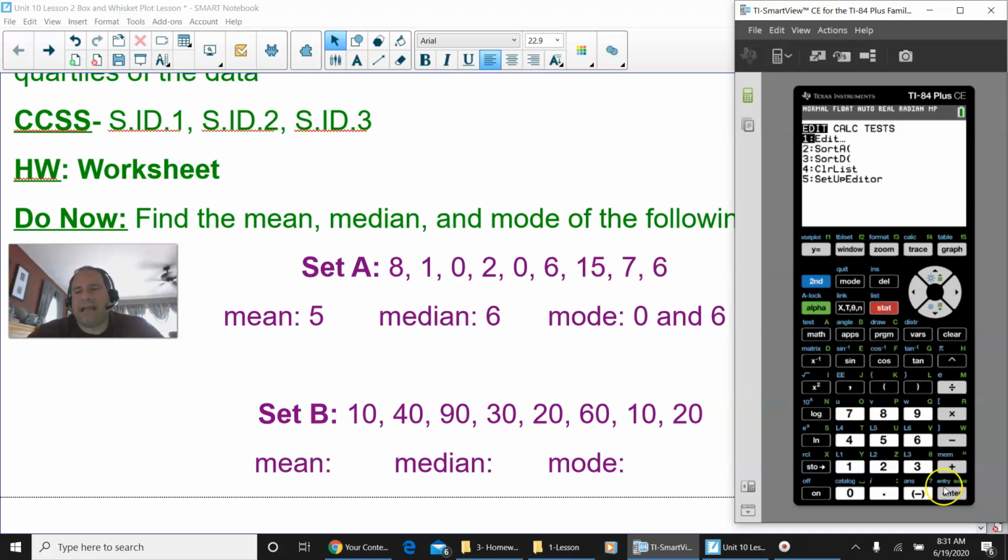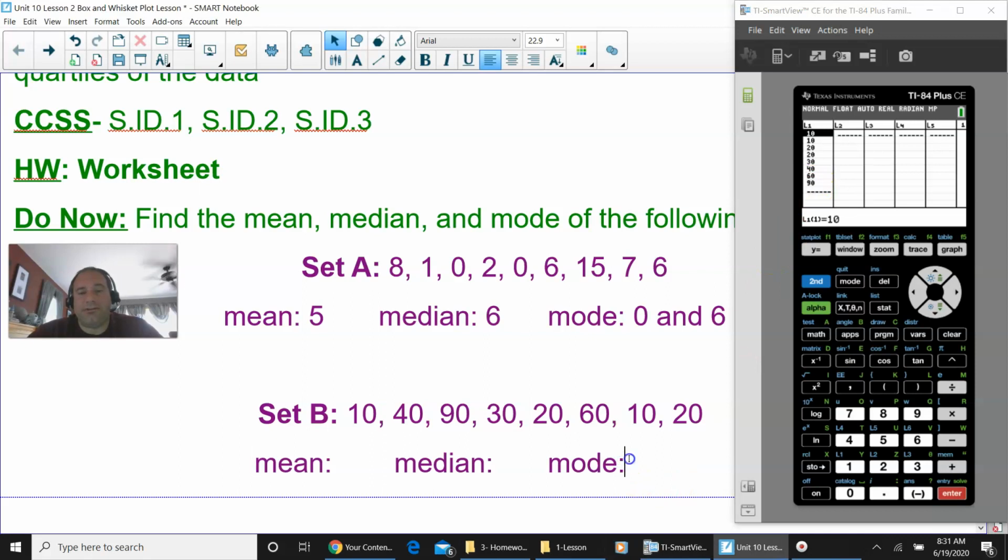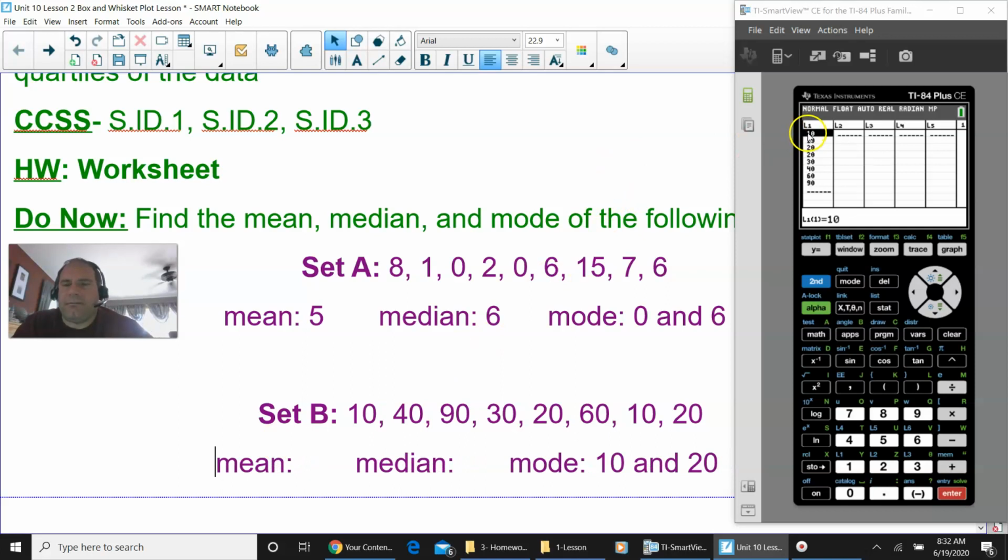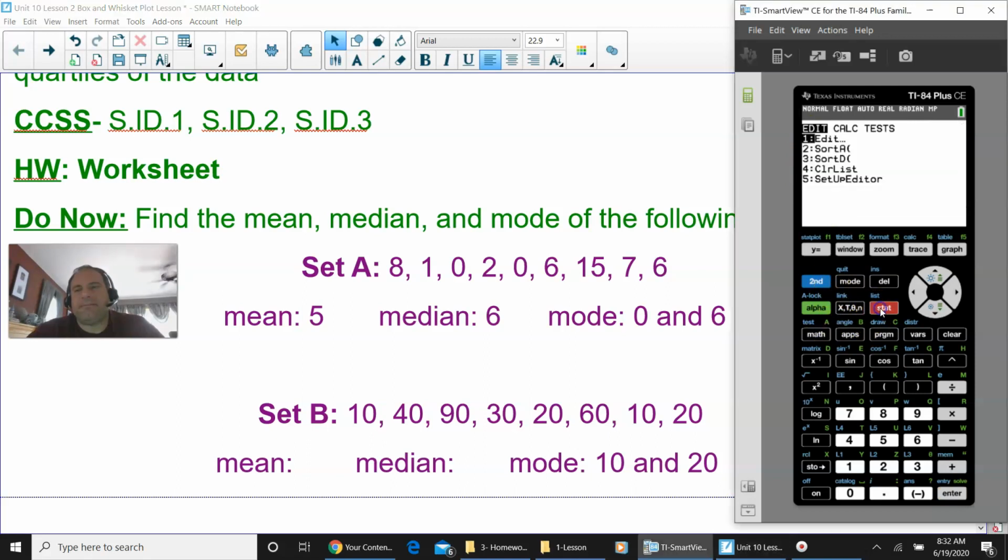So then you go back to stat and you enter the list. You press enter once and you see exactly what's going on. So we have 10 occurring twice, you have 20 occurring twice, and that's about it. So there are two modes, 10 and 20. And you can see how easy it is when you press this and the calculator lists them from least to greatest. Remember, you press stat, and it's right there, sort ascending.